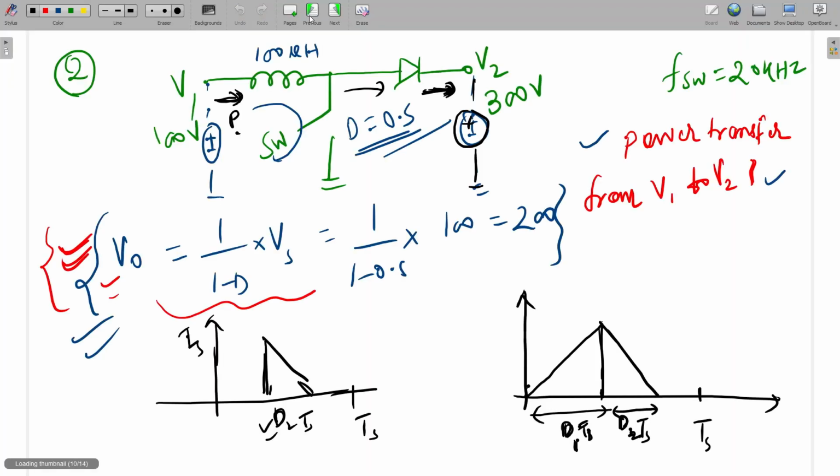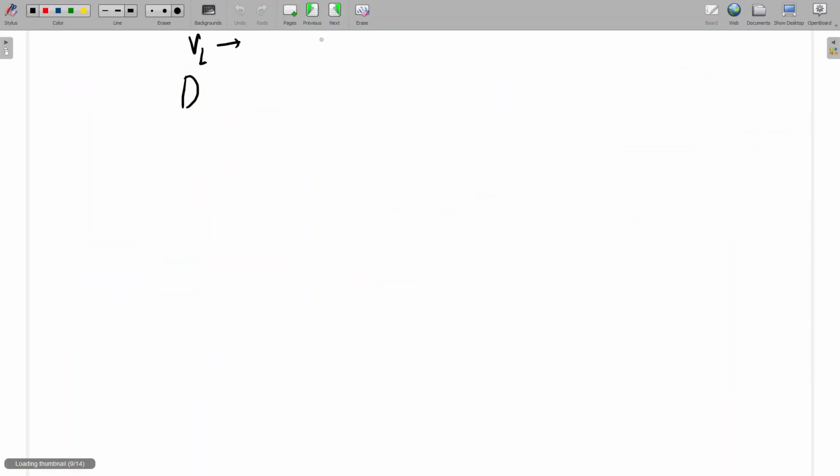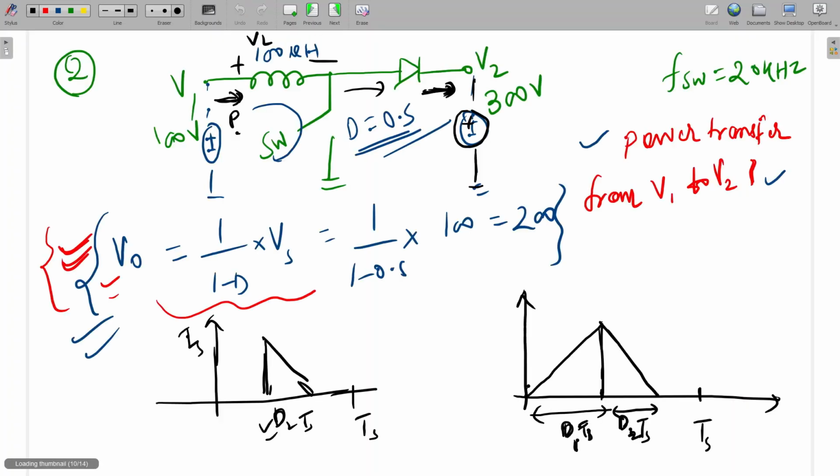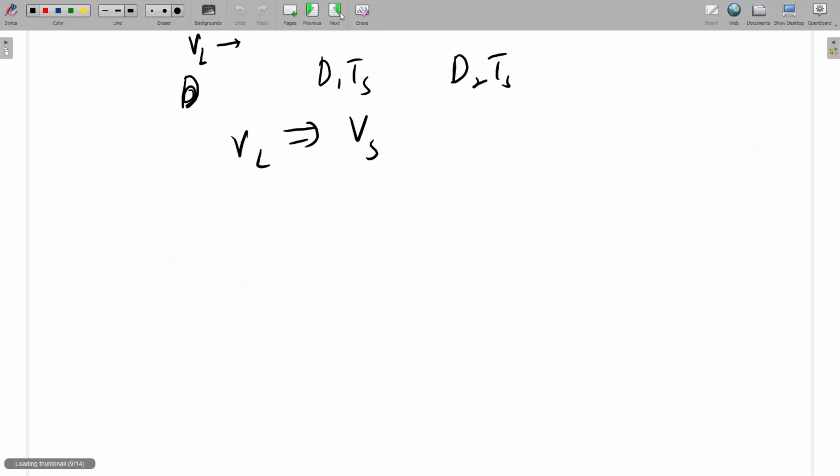Okay. On time, what will be the VL? This is plus minus VL. So switch will be on, VL will be same as VS. Okay. VL for D1 TS, what will be the value of VL? It will be VS. And for D2 TS, when the switch is off, VL is V1 minus V2, which means VS minus V0. Okay, so the value will be Vs minus V0.